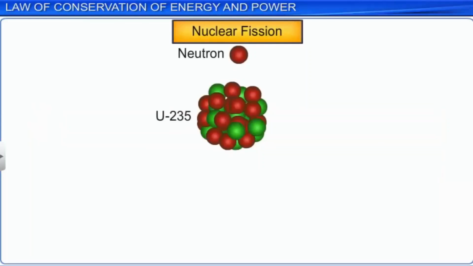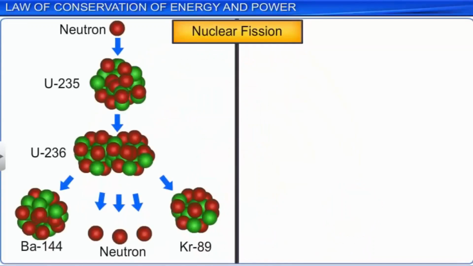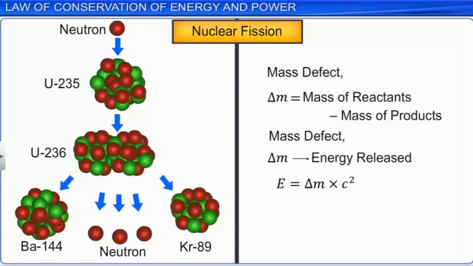In nuclear fission, a heavy nucleus like uranium-235 absorbs a slow neutron and hence splits into lighter nuclei. The final mass of products is observed to be less than the total mass of the reactants, and this difference in mass is known as mass defect, denoted by ΔM. The mass defect ΔM is converted into energy in accordance with E = ΔM c².